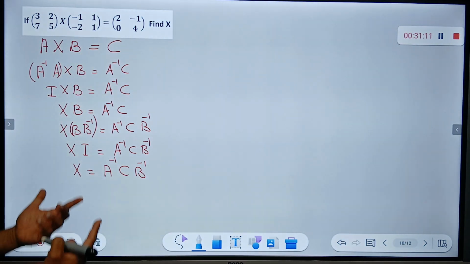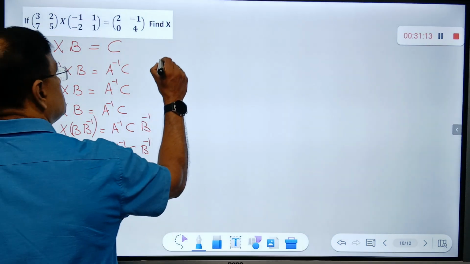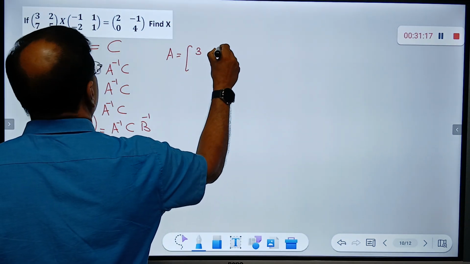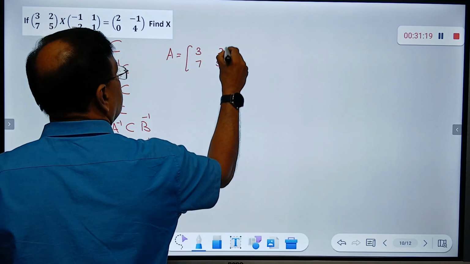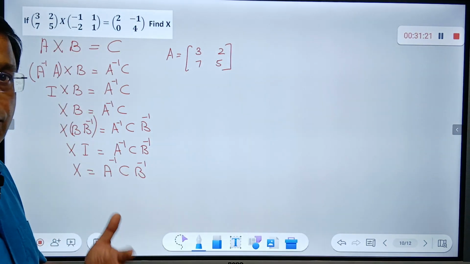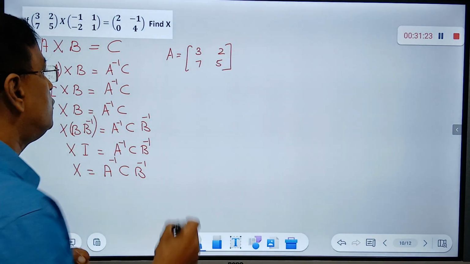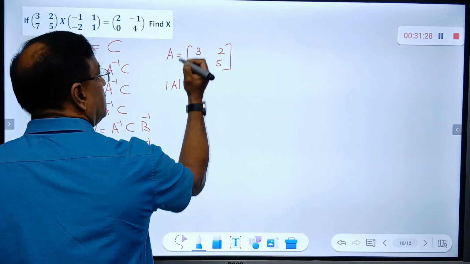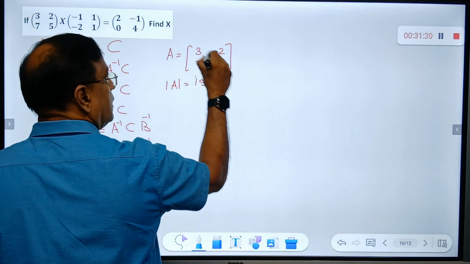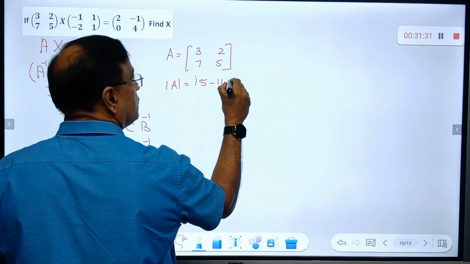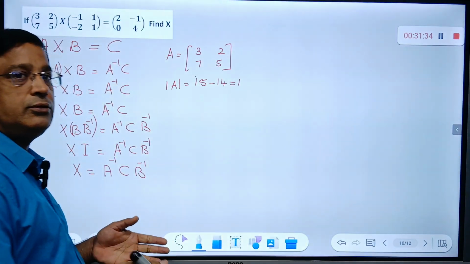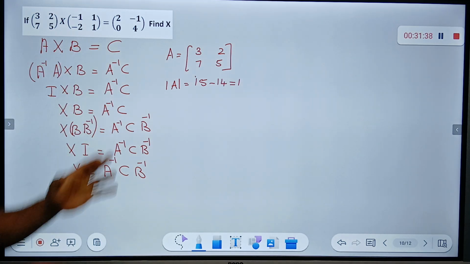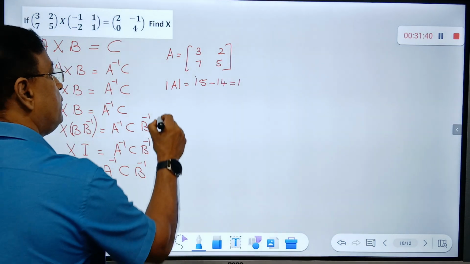Now I'll go one by one and try to find out what the inverses are. So what is my A? My A is 3, 2, 7, 5. I am going to find A inverse. Okay. So first I find the determinant of A. What is the determinant of A? It is 15 minus 14. So it's 1, not equal to 0. A inverse exists. So I'm logical in taking A inverse on both sides. Now how do you find the adjoint of A?